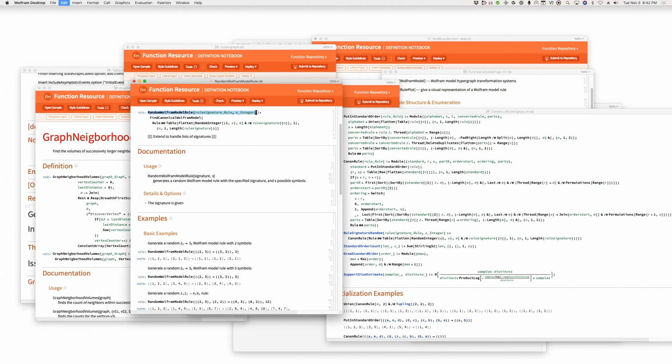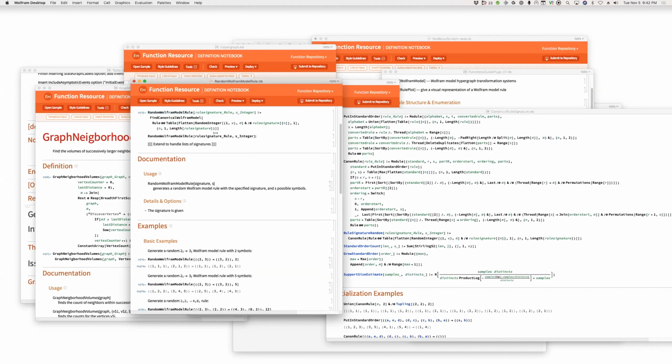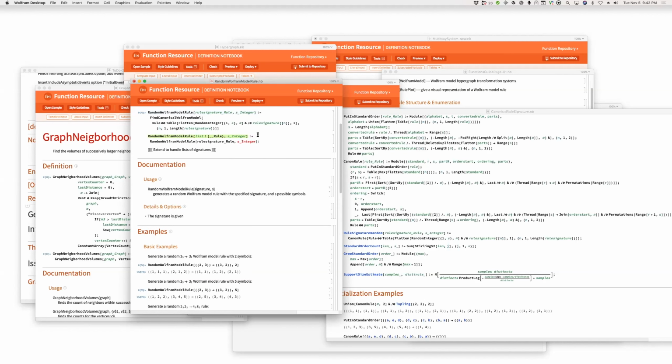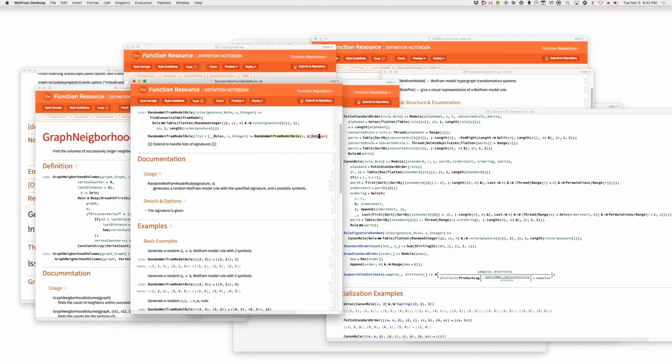If it's a list of rule signatures, then that's basically just a list of Wolfram model rules mapped over each signature, I think. Yeah, except we might have to call the canonicalizer again at the end. We don't want to call the canonicalizer in the middle. We want to call the canonicalizer once we've got the final thing.